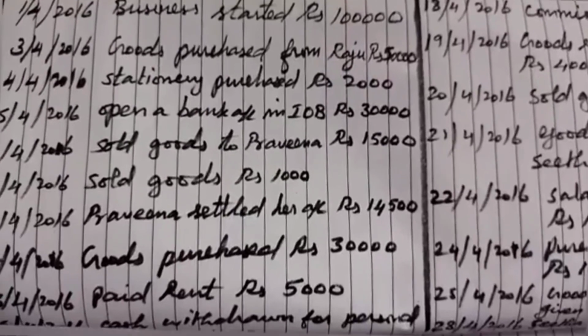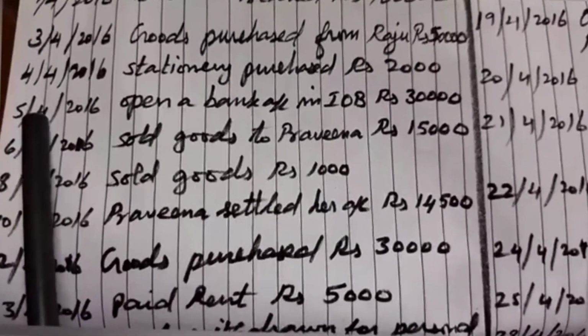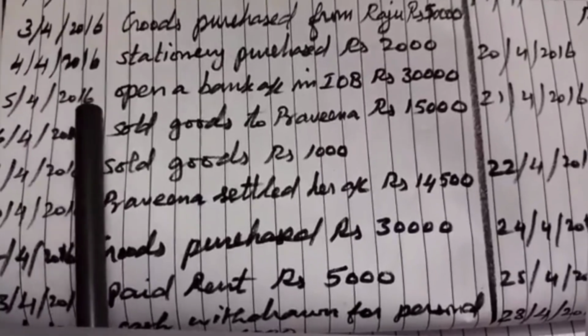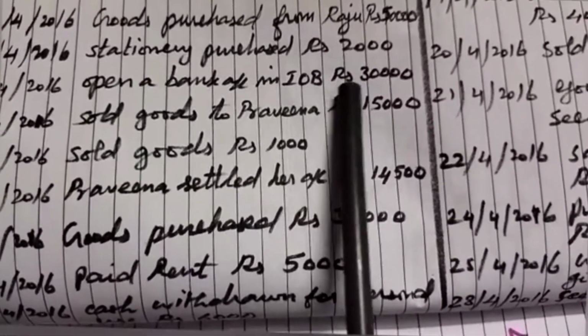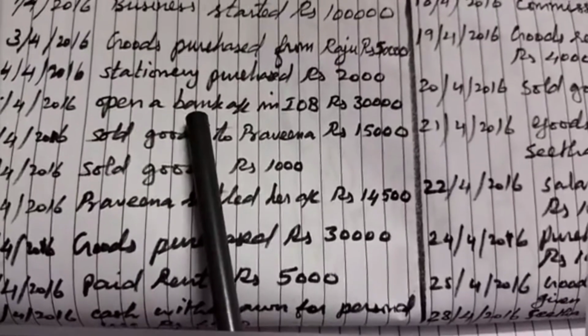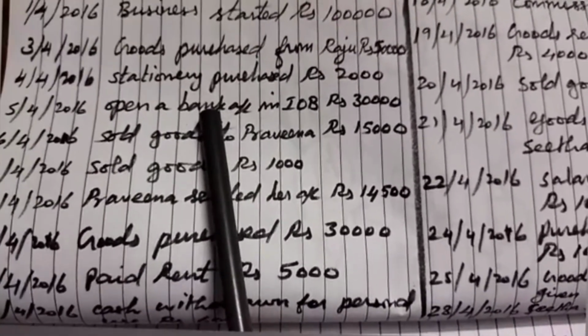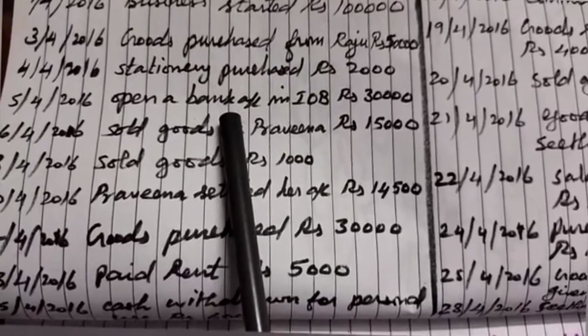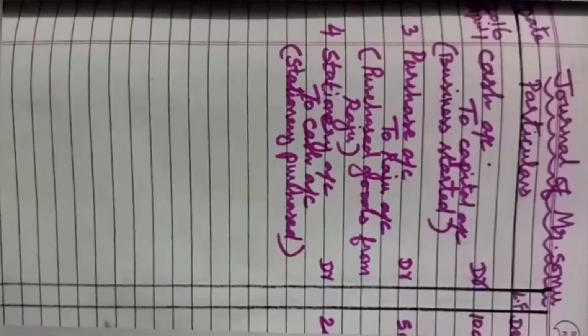See the next transaction. What is given? 5th. That is 5th April 2016. Open a bank account in IOB rupees 30,000. So who is the receiver? Banker is the receiver. So bank account should be debited and cash account should be credited. Okay, now we can prepare the journal.